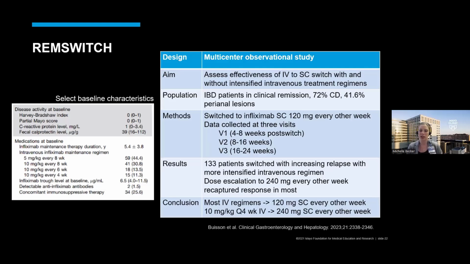This REMSWITCH study does have an algorithm incorporating therapeutic drug monitoring with switching from IV to subcutaneous. I think that we still need to learn a lot more about this. And as they checked at that first visit between 4 and 8 weeks post-switch, medication concentrations are still quite variable. I'm not sure if that's the best time clinically to check. However, I think therapeutic drug monitoring will definitely come into play as we think about these medicines that are now offered via intravenous and subcutaneous routes.